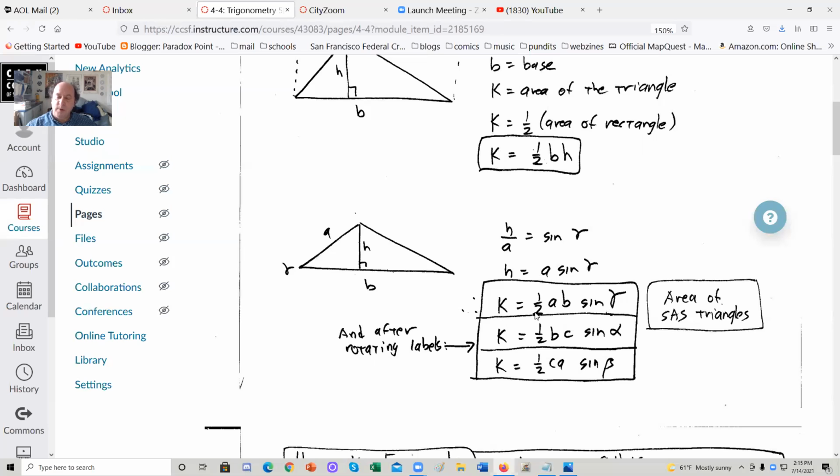Now, if you swap around the letters a, b, c, gamma, alpha, beta, then K is also 1/2 bc sine alpha, 1/2 ca sine beta. In other words, 1/2 length times length times the sine of the angle between them. So these are formulas for areas of side angle side triangles.